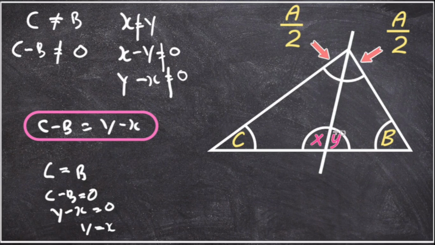And if Y and X have the same value, they must be right angles, which means that in an equilateral or isosceles triangle, the angle bisector passing through the base must be perpendicular to the base. And that's the other result that we can get from this.